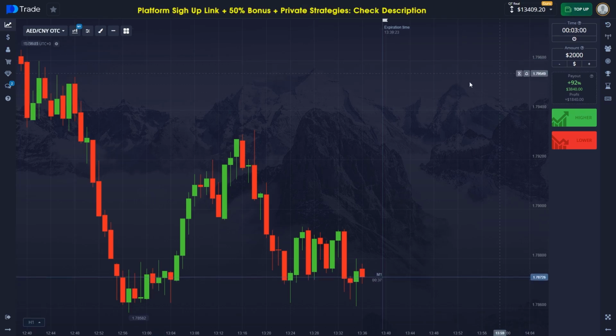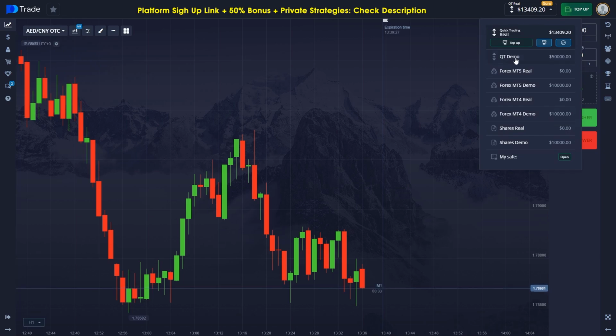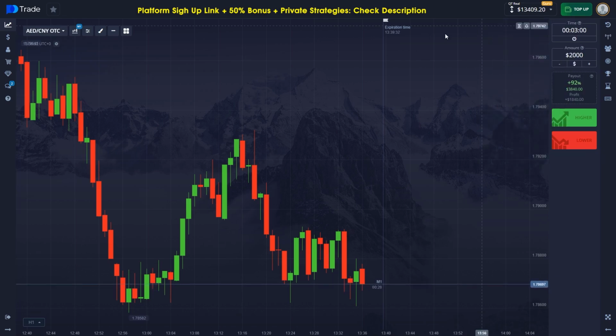Hello, today I will tell you how I was able to earn more than $10,000 using this simple and reliable strategy. I am trading today on a real account. Let's start with the settings.